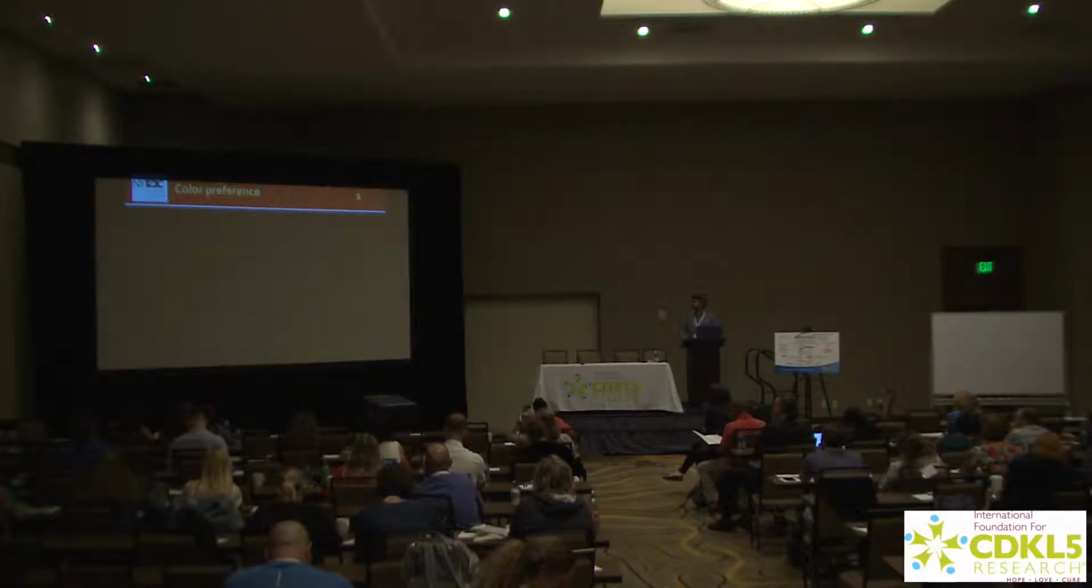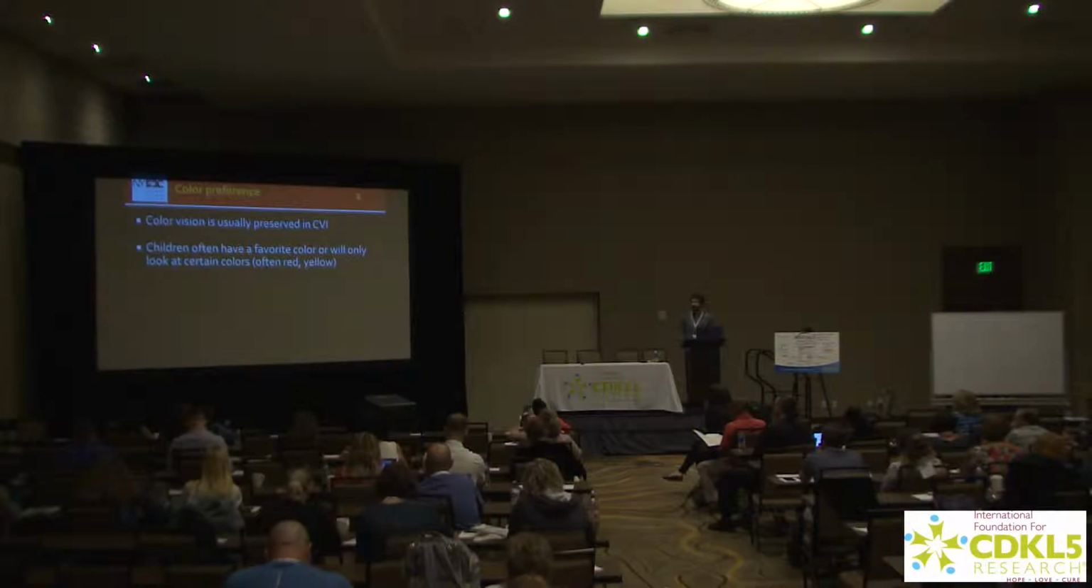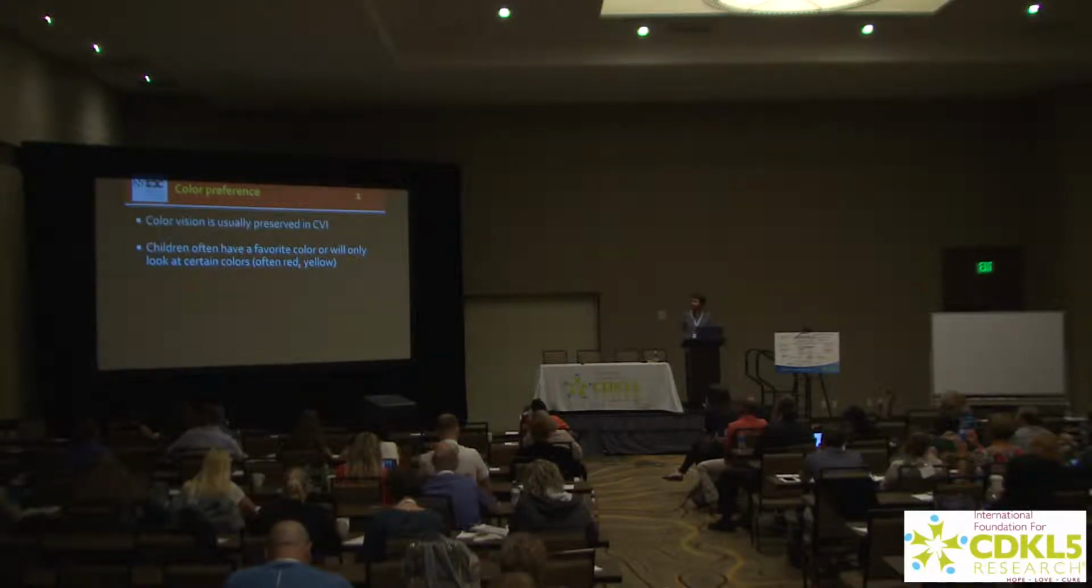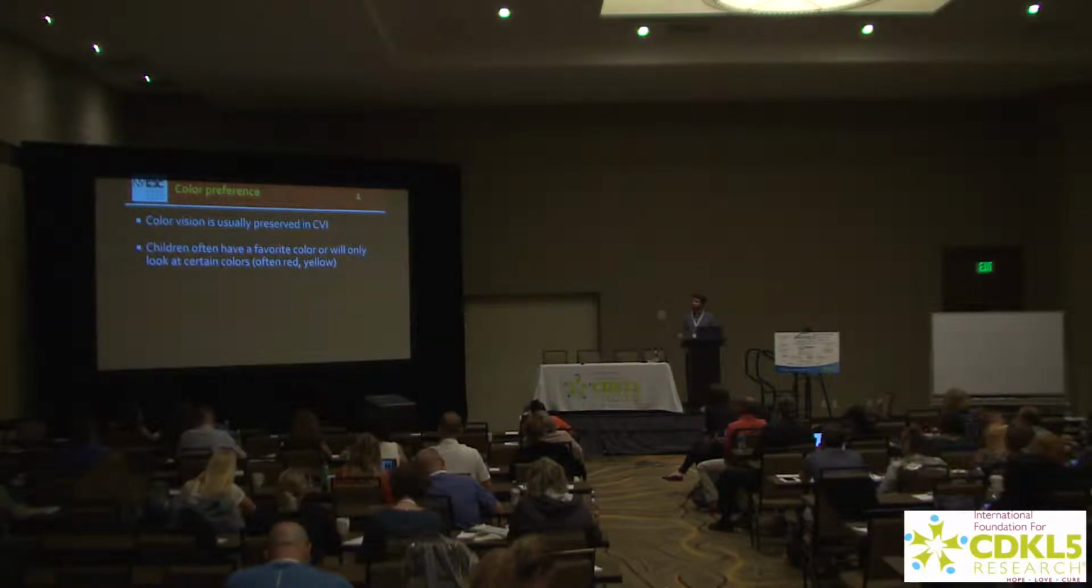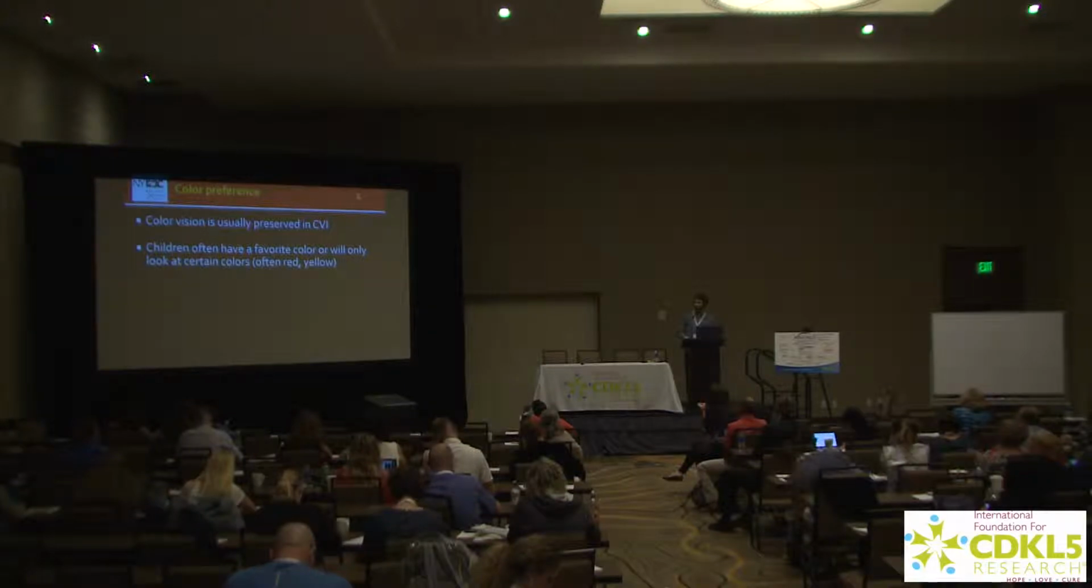Okay, so color preference is the first one. Kids with CVI typically have preserved color vision. They have a much easier time seeing bright colors, just like in your simulation. If you were sitting next to someone with a really bright item of clothing on, it tended to pop out. That's because use of the dorsal stream is much stronger. Kids with CVI often will only look at certain colors, red or yellow, or really any bright, saturated colors. In general, even further along the range, kids with CVI have trouble looking at pastels.